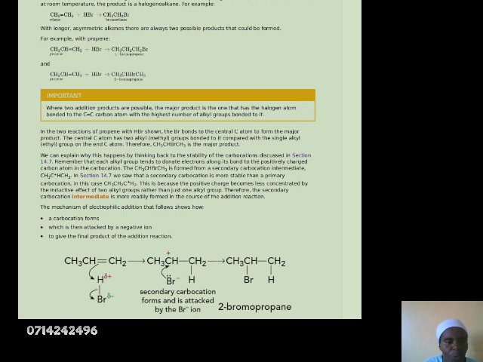So in this case we have a reaction between propene and hydrogen bromide. The most stable carbocation that will form is the secondary carbocation. The secondary carbocation is the one that is bonded to two other alkyl groups, like a methyl group on one side and another methyl group on the other side. Therefore it is the most stable carbocation, and it's the one that is attacked by the bromide ion, forming 2-bromopropane.